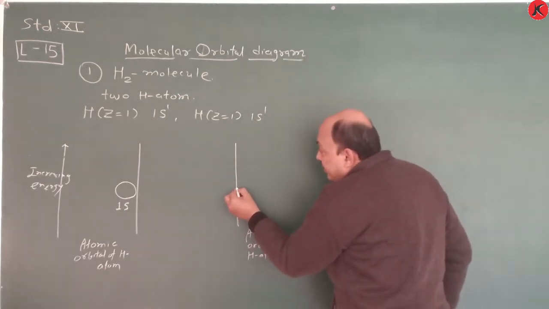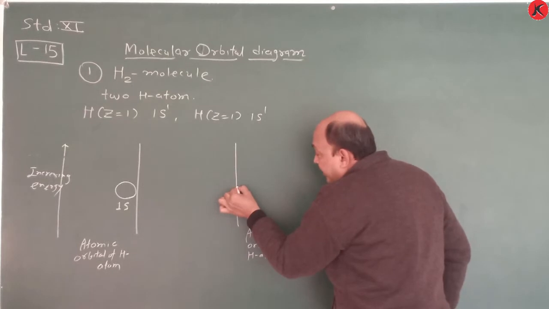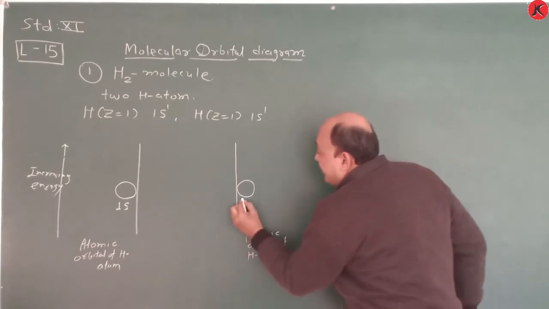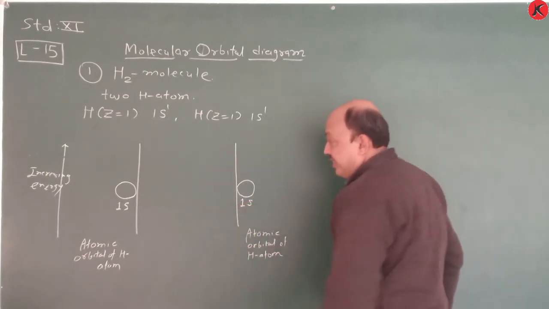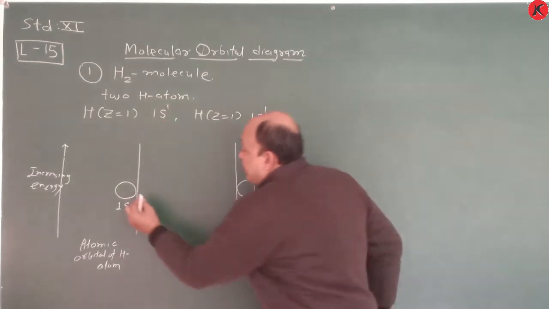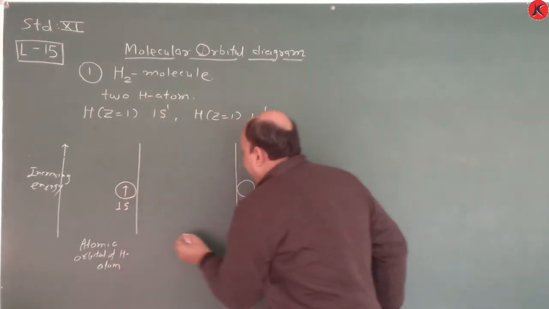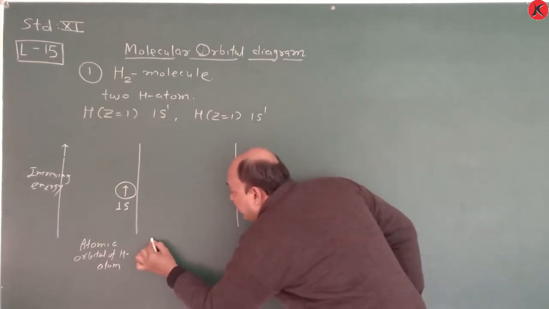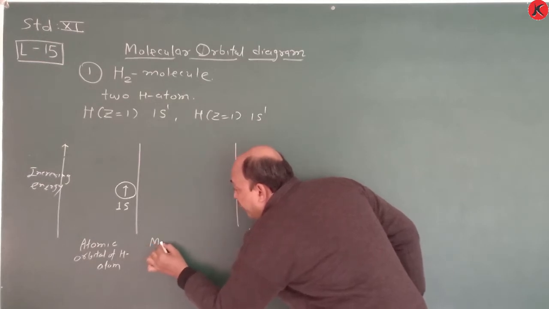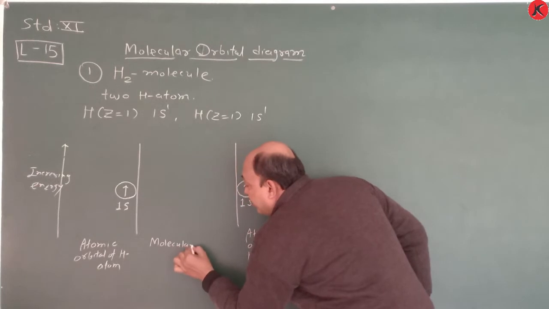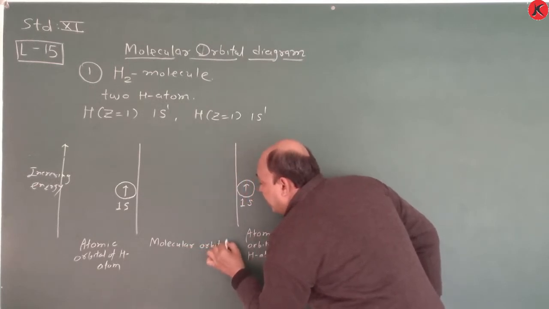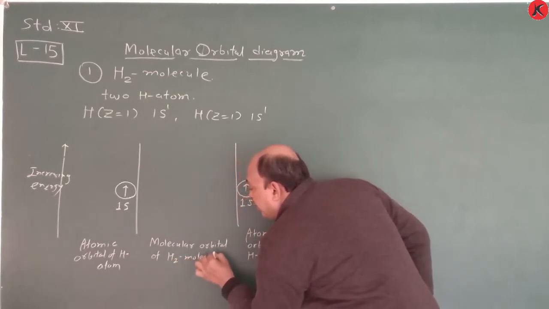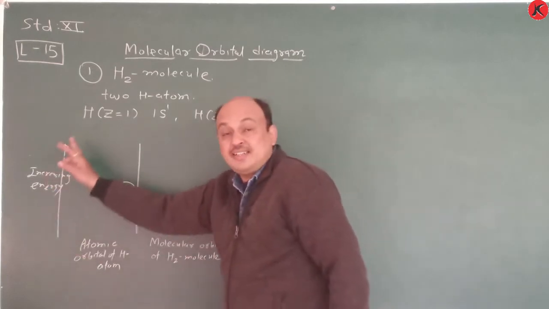According to the features of molecular orbital theory, which you already learned, just remember it this way. This is nothing but the 1s orbital. The 1s orbital has one electron, that's why you draw one electron here and one electron here also. And in the middle is nothing but the molecular orbital of the H2 molecule. This is the energy, remember.